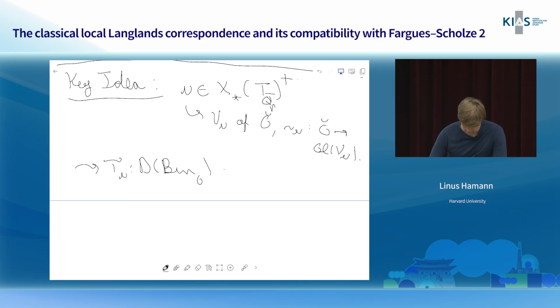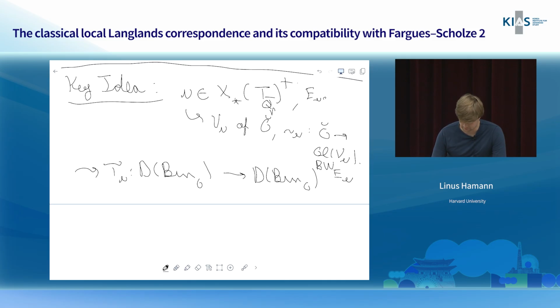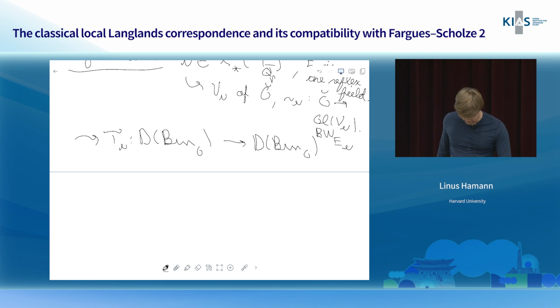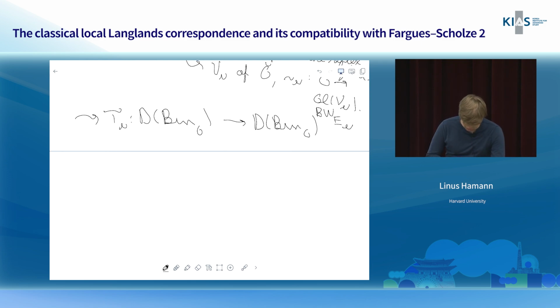to sheaves on Bun_G equipped with some continuous action of the Weil group of the reflex field of this cocharacter. So E_mu is the reflex field. And in some sense, this Weil group action is encoding the fact that you can move your point around in this mirror curve or Fargues-Fontaine curve.